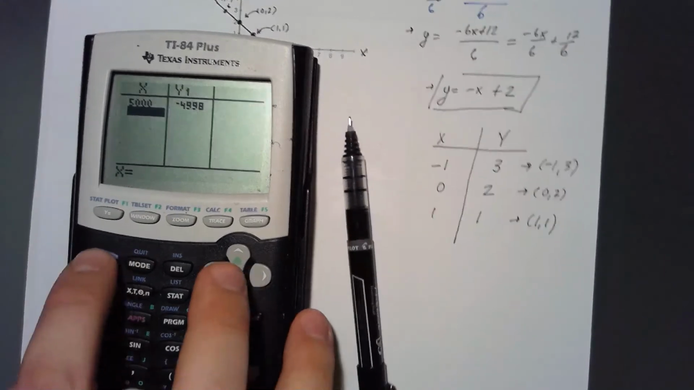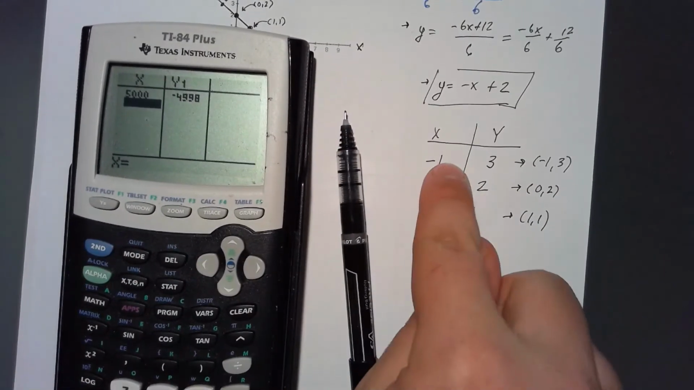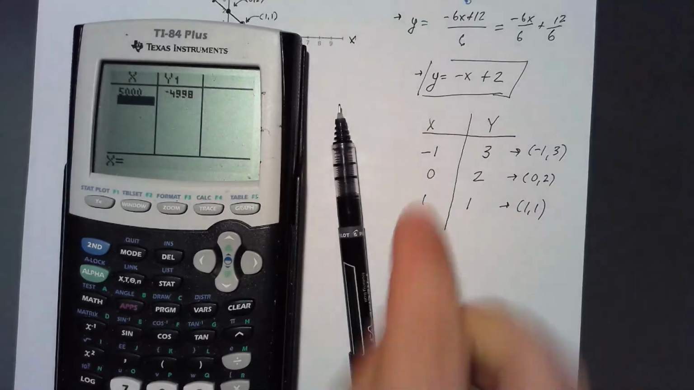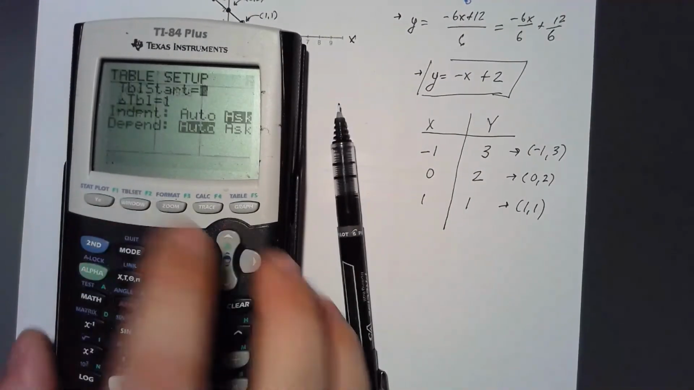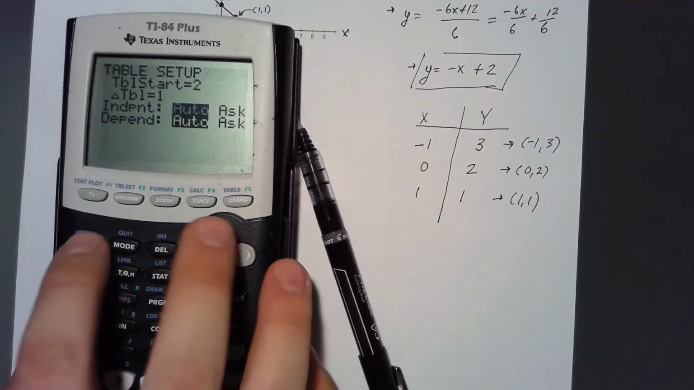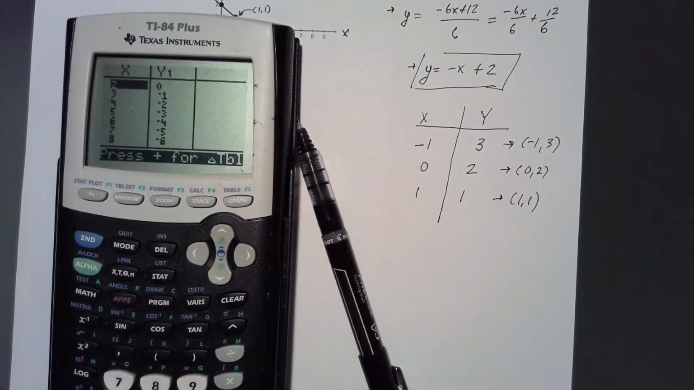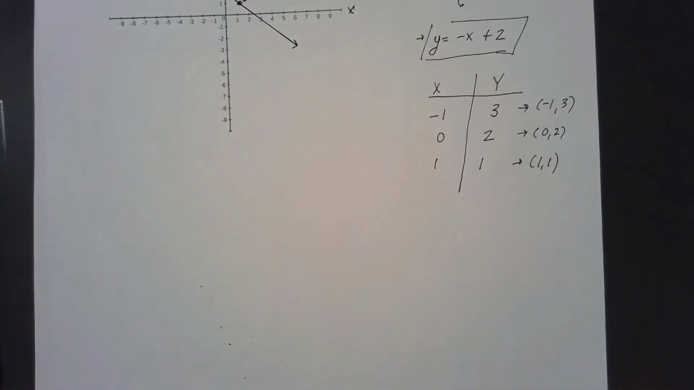Pretty cool, huh? What's the value of y when x was 0? It was 2. Duh. But yeah, to go back to that, just go down to auto, hit enter, and you'll go back to the table. Pretty cool. Alright.